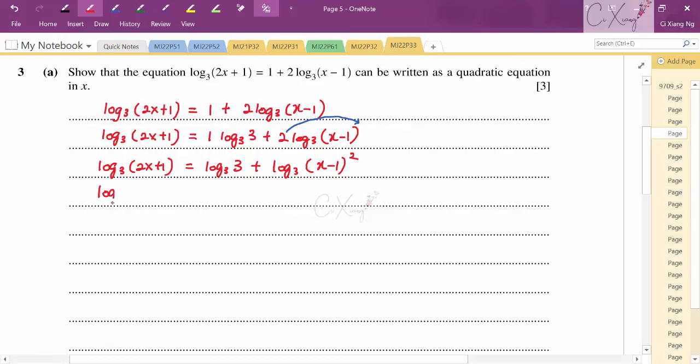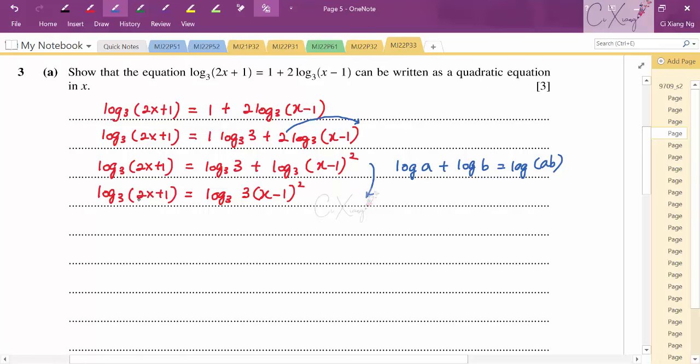Alright, so now I want to combine the right-hand side. There are 2 terms with the log. I want to combine them into 1, where I will have log 3 and then 3 multiplied with (x minus 1) squared. So from this step to this step, I'm using the idea that log A plus log B can be written as log of A multiplied with B. Alright, so this is what I'm applying here.